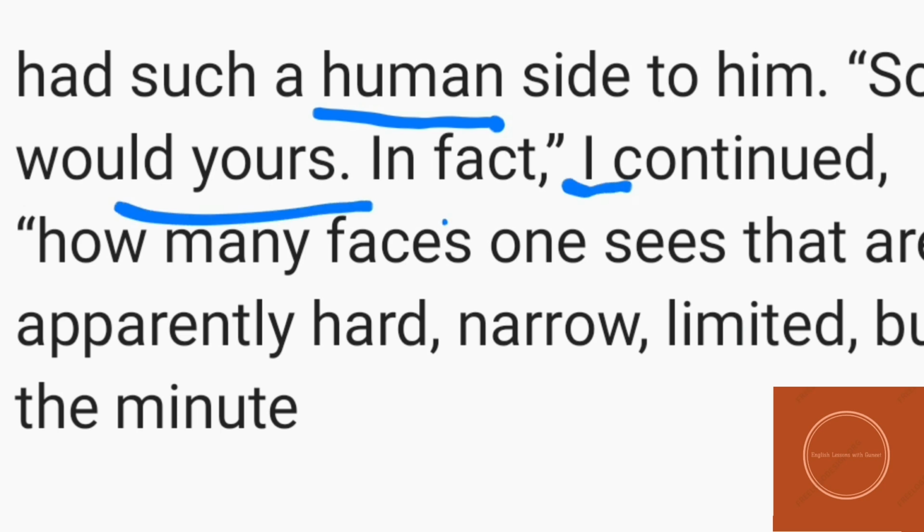The narrator continues that how many faces we see around us, and apparently they are all improper. Some are hard, some are narrow, so much limited, but the minute you get the face three-quarters full, they get wide, large, almost boundless. It means they get the picture-perfect look that is desirable for taking pictures. It becomes beautiful. That is what the man wants to see.